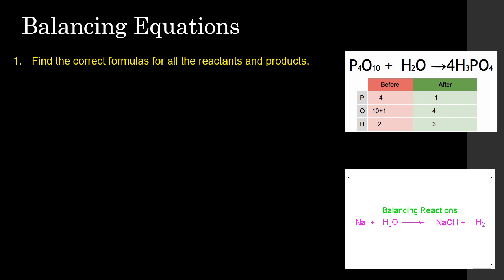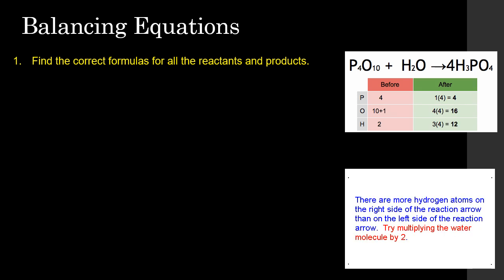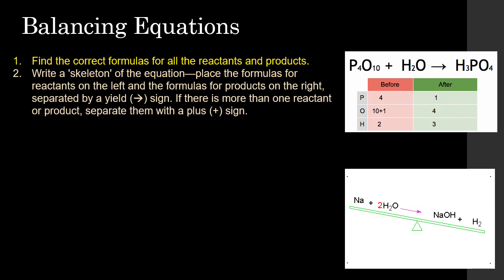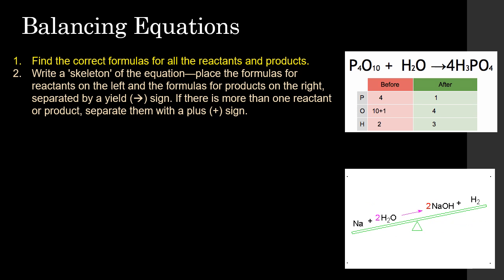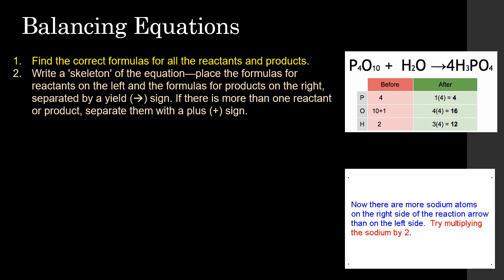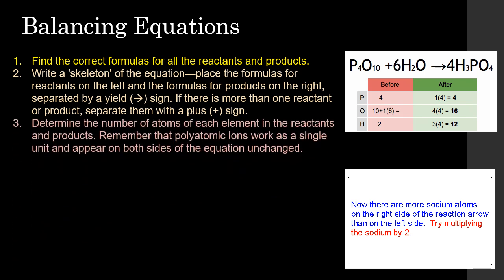When we balance equations, there are a few main steps we want to look at. First of all, we want to find correct formulas for all the reactants and products. Then we'll write a skeleton of the equation. So we're going to place the formulas for the reactants on the left and the formulas for the products on the right, and they're going to be separated by a yield sign. And if there's more than one reactant or product, we're going to have to separate them by a plus sign.